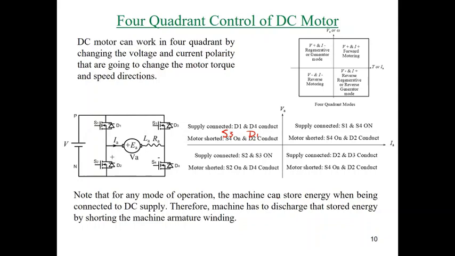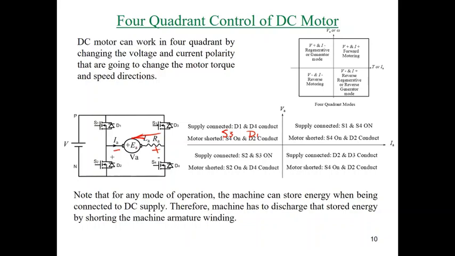For the third quadrant, which is reverse motoring mode. As you can see, for reverse motor, we need to make the current and the voltage polarity negative. This is the positive current direction, and the positive polarity of voltage is positive here and negative there. So we need to reverse, which means current is moving in that direction, and the polarity of voltage to be positive here and negative there.